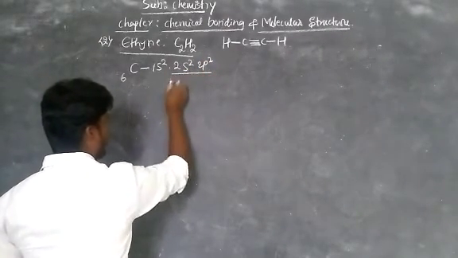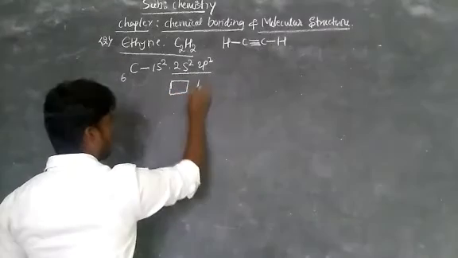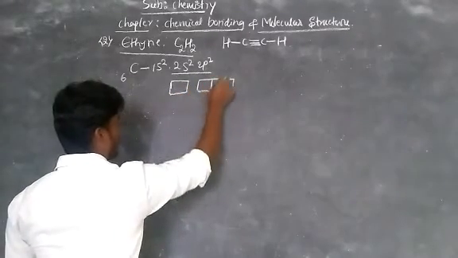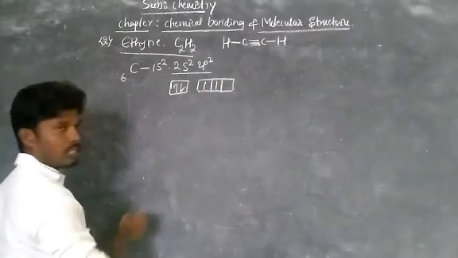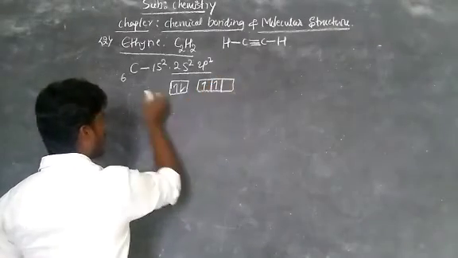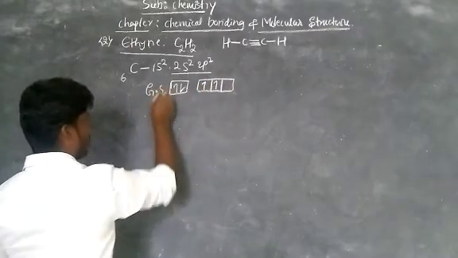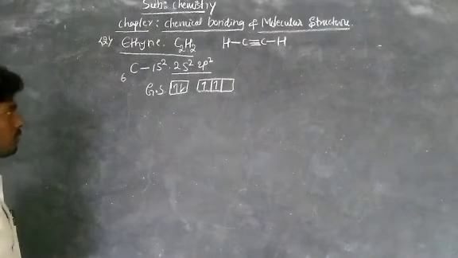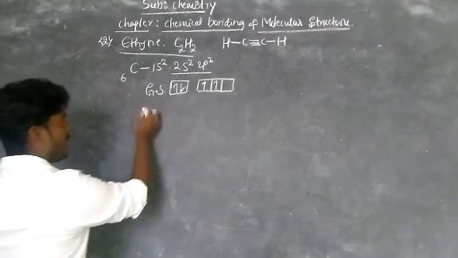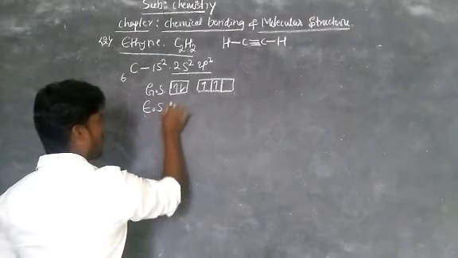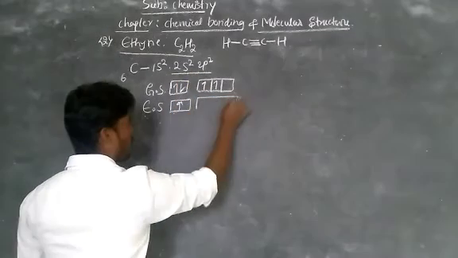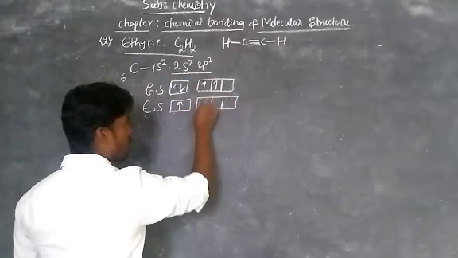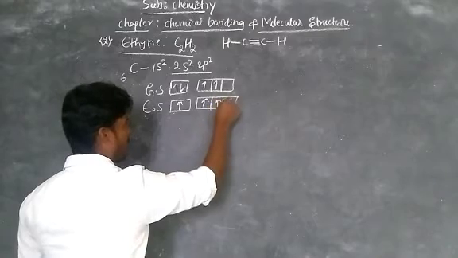Now write it in an orbital diagram. This is the valence shell, 2s and 2p. There are 3 p orbitals. 2 electrons in 2s and 1, 1 in 2p. So this is the electronic configuration in the ground state. Now in the excited state, one of the electrons present in 2s jumps to the 2p orbital. Why does it jump? Because both have the same energy.